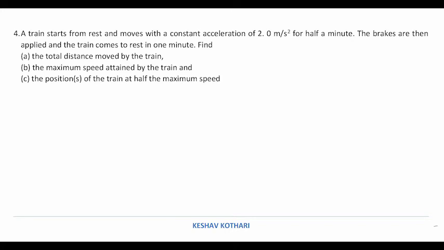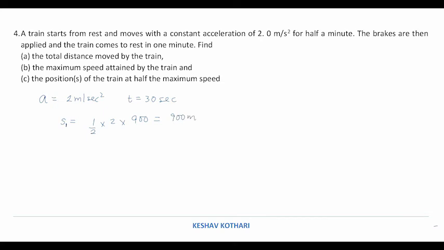So acceleration is equal to 2 meters per second square, and it is accelerating for half a minute. So half a minute implies that it is accelerating for 30 seconds. And then the brakes are applied and the train comes to rest in 1 minute time. During this time, when the initial speed is 0 and it is accelerating at 2 meters per second square, the distance covered is going to be half at square, because ut is 0. So half a t square, and we get 900 meter distance covered during this time.